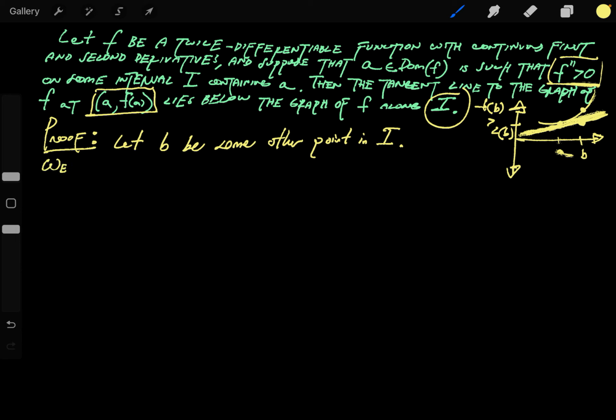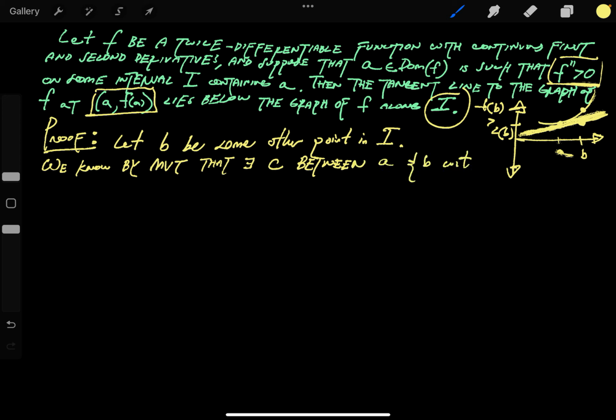We know by mean value theorem that there exists c between a and b. I don't know what the relationship is really between a and b. I don't know which one's less, right? b could be over here. And then you still have that the curve is above the tangent line at b. So I'm just going to say between, and then we're going to see how that changes.